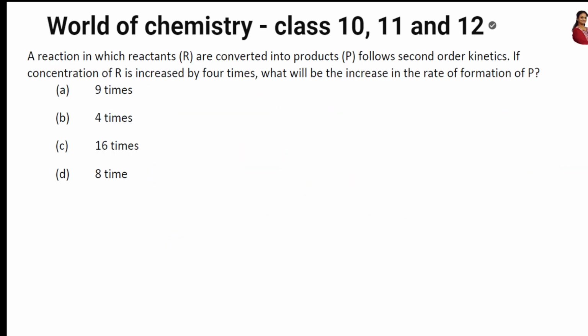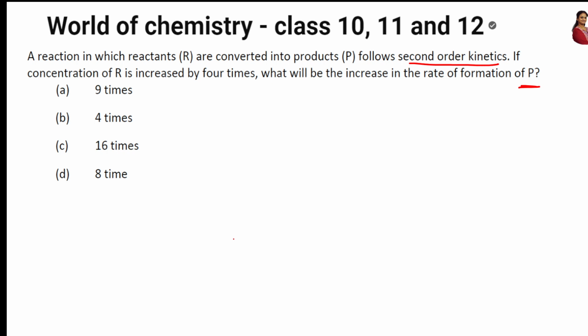One more question. This is also a very famous question, students. Just see. A reaction in which reactant R is converted into product P follows second order kinetics. If the concentration of R increases by 4 times, what will be the increase in the rate of formation of P? Alright.